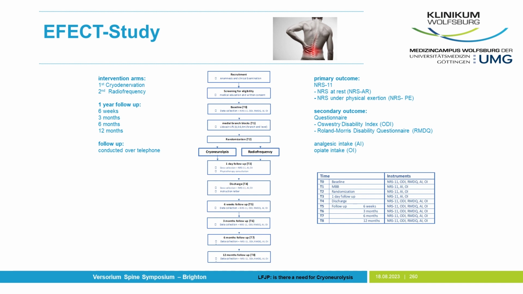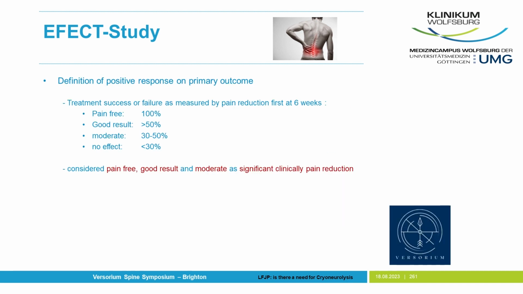Primary outcome is the NRS scale. Secondary is a questionnaire, Oswestry and Roland Morris, even analgesic intake and opiate intake. The definition for us for the response, or for the positive response, was pain-free, good results and moderate results at the follow-up at 6 weeks.